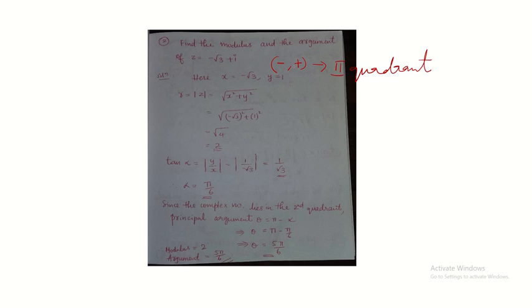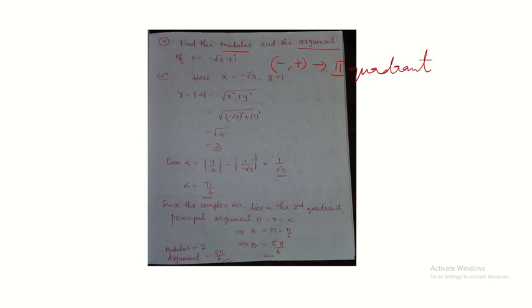Z lies in the second quadrant. So first you have to find the modulus. The formula is the square root of x square plus y square. You have to square it, the same as before: minus root 3 square plus 1 square. We get the square root of 4, that is 2. Next you have to find the argument.